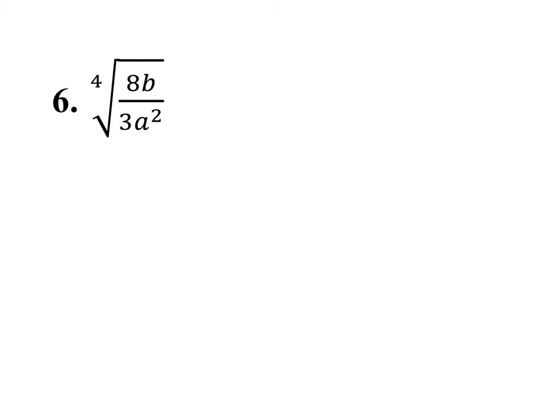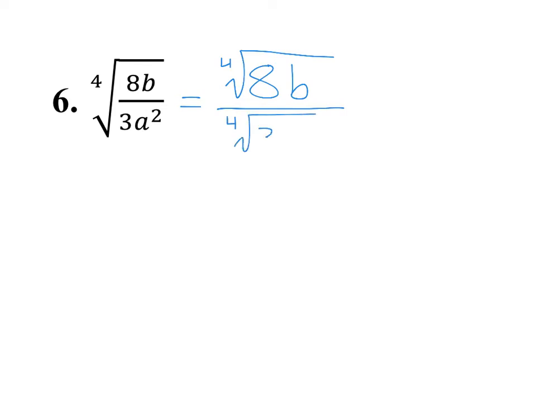Okay, for number 6, let's break this up into two radicals. I'll do that now before I simplify anything. So we have 4th root 8b. Nothing can come out there anyways because 8 is 2 to the 3rd. And we have 4th root of 3a squared.